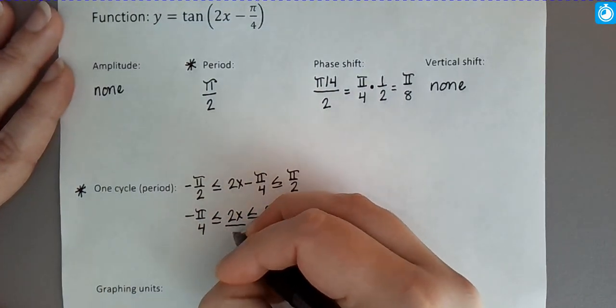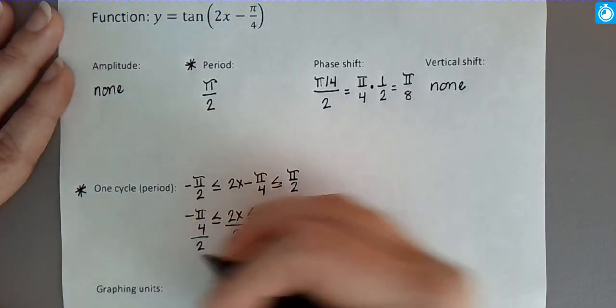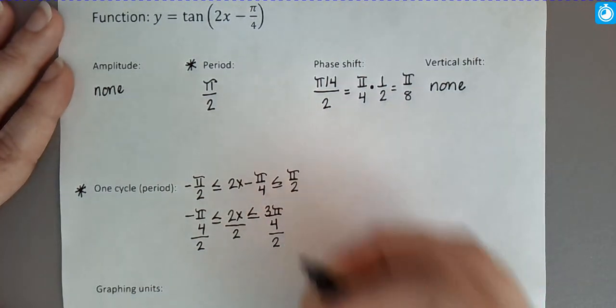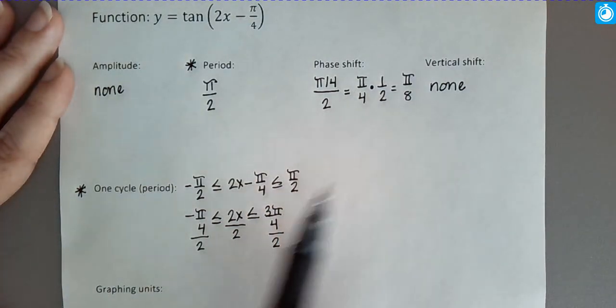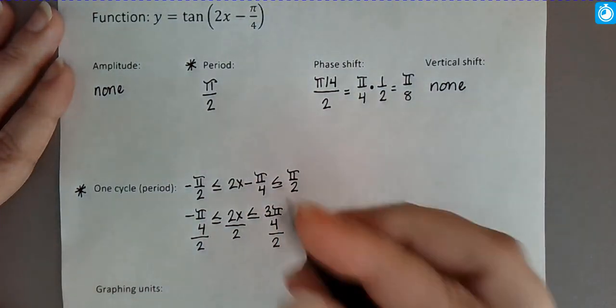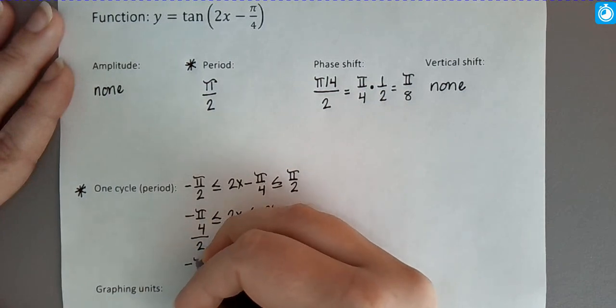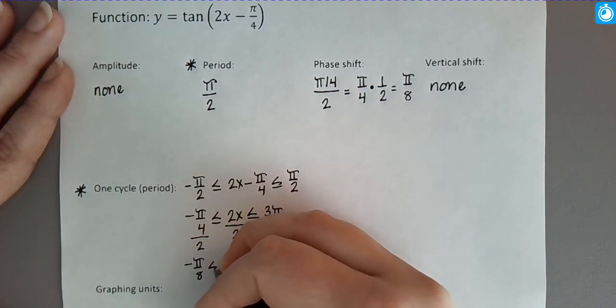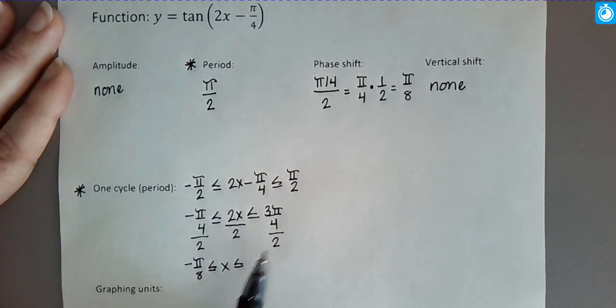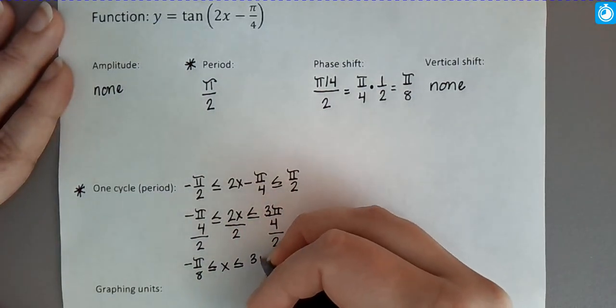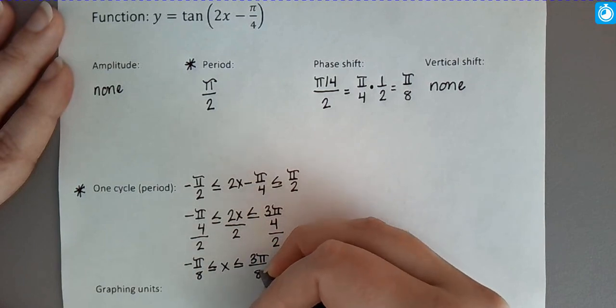Okay, and then we also need to divide by 2. Divide both of those endpoints by 2 as well. Keep in mind 4 and 2 don't cancel. The 2 is actually multiplied by 4, exactly as it happened here. So negative pi over 4 divided by 2 is going to be negative pi over 8. And then our x is isolated, which was the goal. And then 3 pi over 4 divided by 2 is going to be 3 pi over 8.